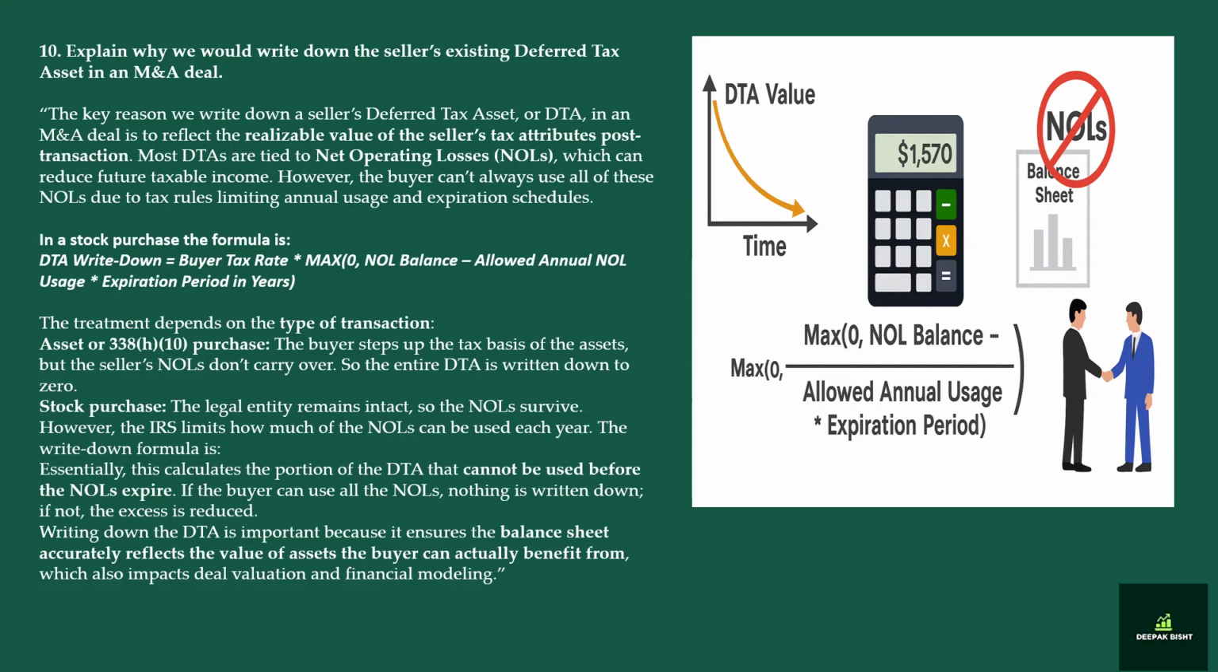Just remember that once your allowed net operating loss usage exceeds the net operating losses, you stop writing down the deferred tax assets. And deferred tax assets are created because of the net operating losses which are carried forward. Deferred means future, and an asset is something which actually helps us generate more revenue. So let's move to question number 11 now.